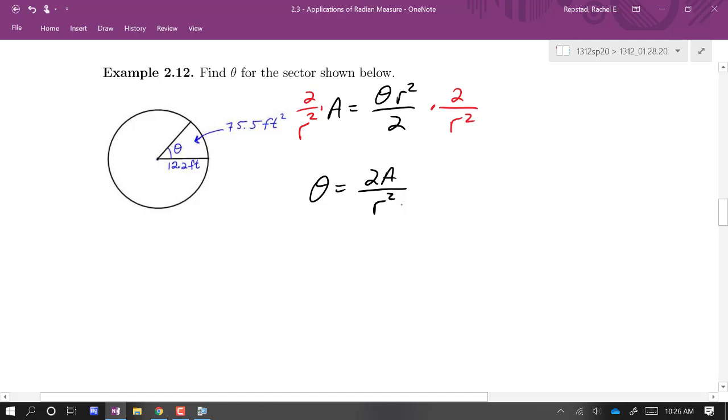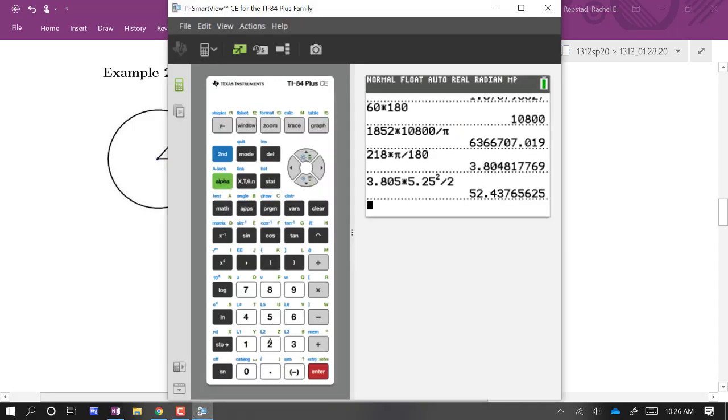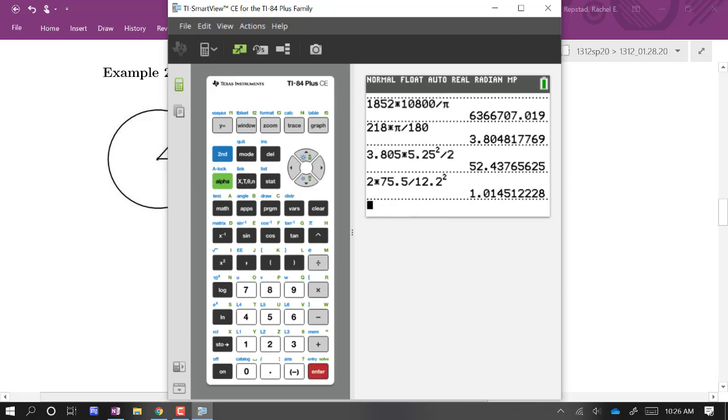Now we have everything we need to plug in. 2 times 75.5 square feet, divided by r squared, which is 12.2 feet squared. So we'll throw this stuff in the calculator. Divided by 12.2 squared, I get 1.015.